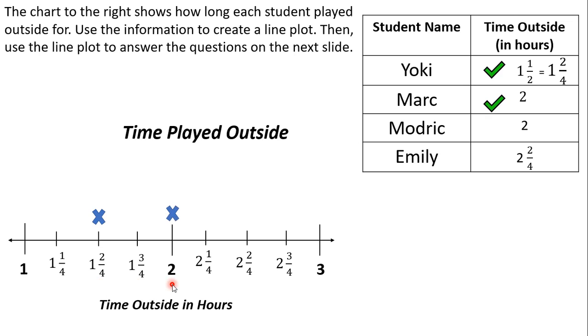Modric was also outside for 2 hours, so we are going to stay at 2. Since there's already an x here, we can put a second x above the x that's already there to represent how long Modric was outside for. Finally, Emily was outside for 2 2/4 hours. So we're going to find 2 2/4 on our number line or on our line plot and place a point above it.